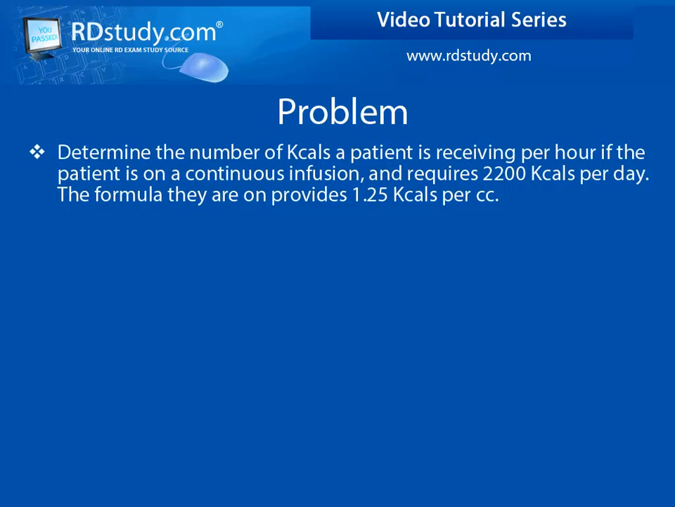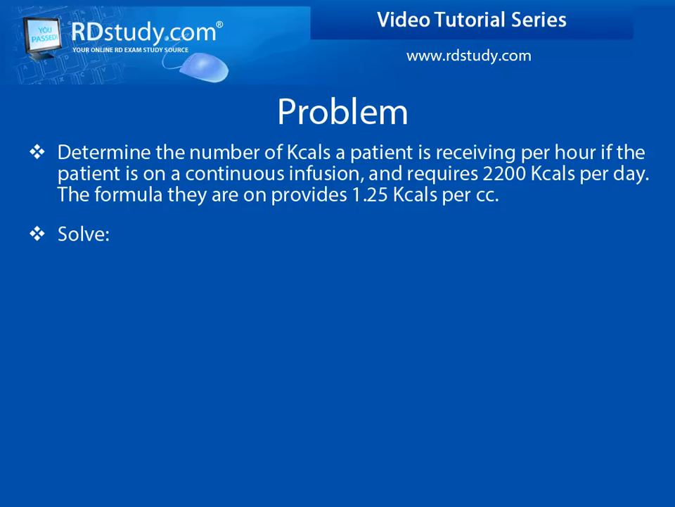Once again, the question is, determine the number of kcals a patient is receiving per hour if the patient is on a continuous infusion and requires 2200 kcals per day. The formula they are on provides 1.25 kcals per cc.